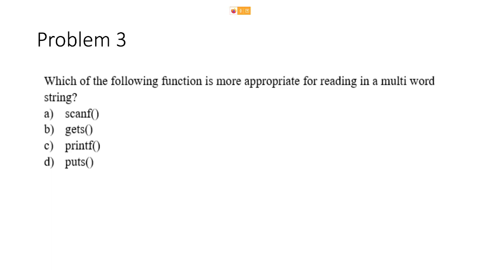So when there is a space in between, scanf will take input only until there is a white space, a tab, or a carriage return. After that it does not. While gets takes the input until it finds a new line character or an end of file character. So that's the difference between the two.